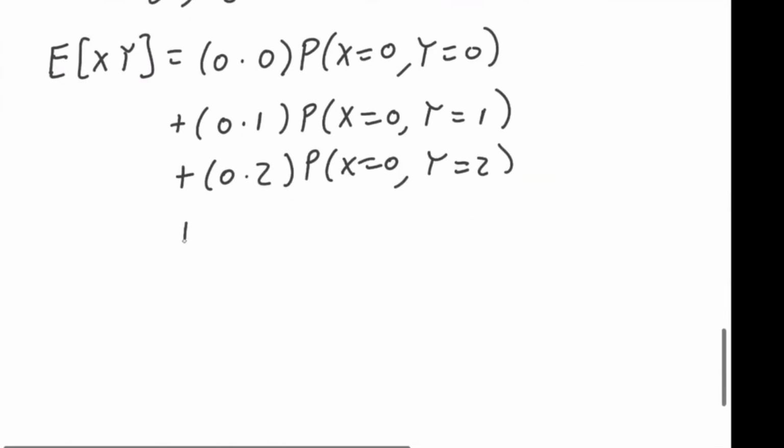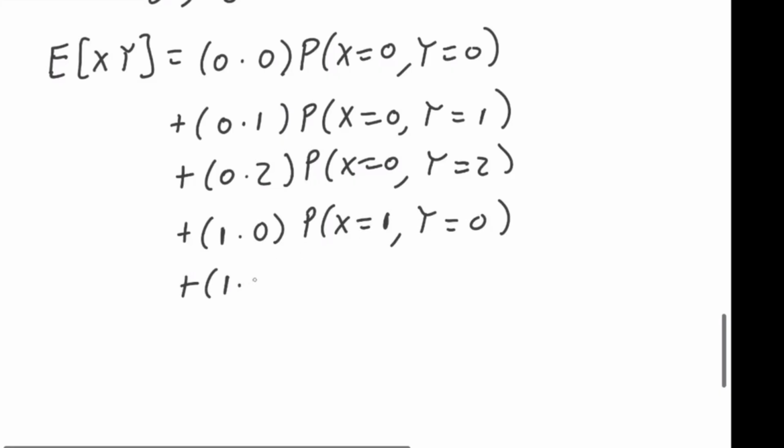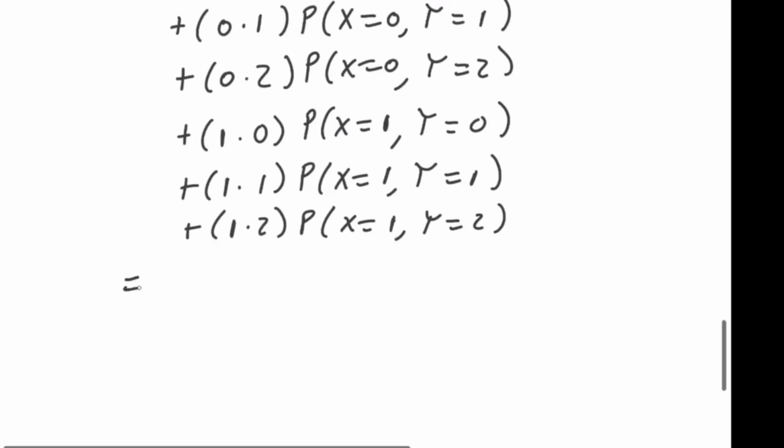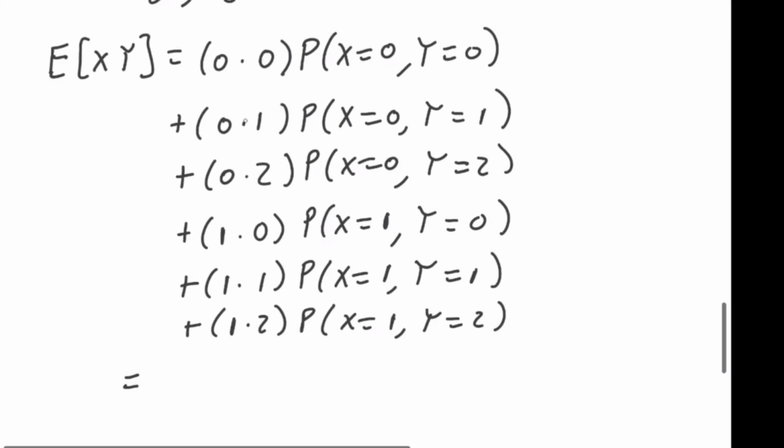Plus 1 times 0 times the probability that x is equal to 1, y is equal to 0, plus 1 times 1, probability x is equal to 1, y is equal to 1. And lastly, 1 times 2, probability that x is equal to 1, y is equal to 2. Okay, so we already know that this one's going to be 0. So realistically, we're only looking at these last two, right?